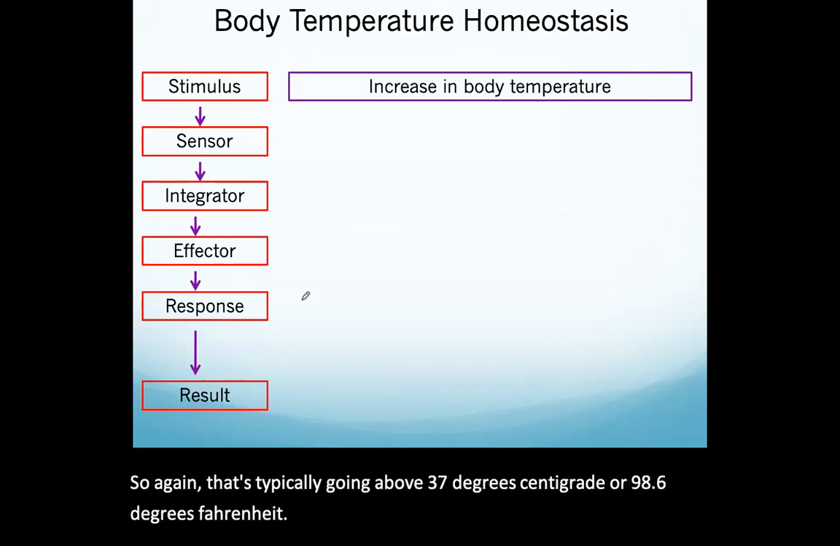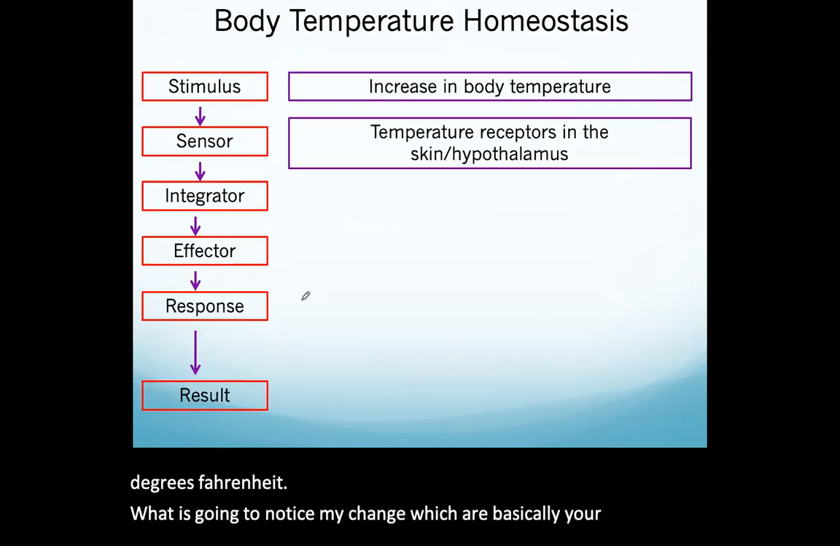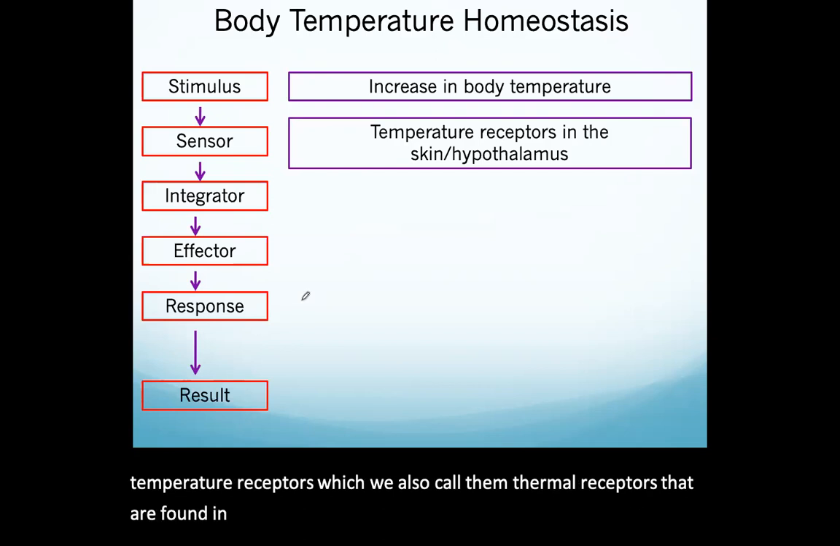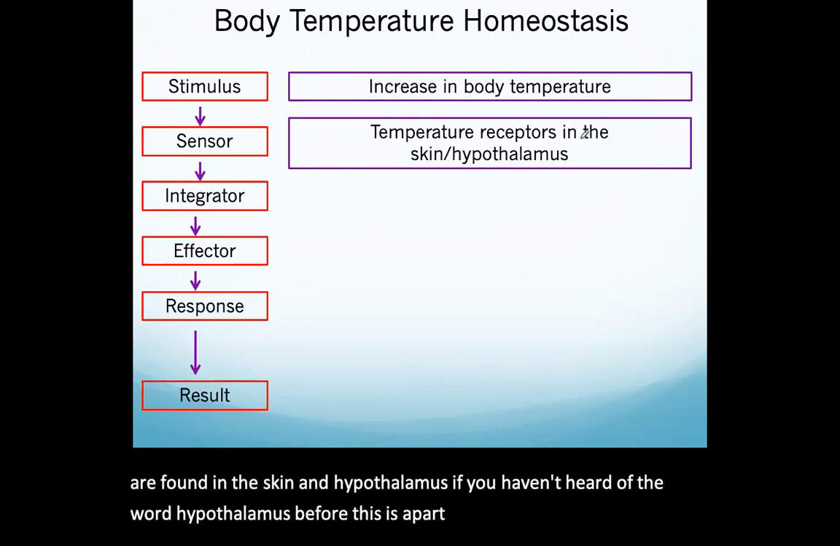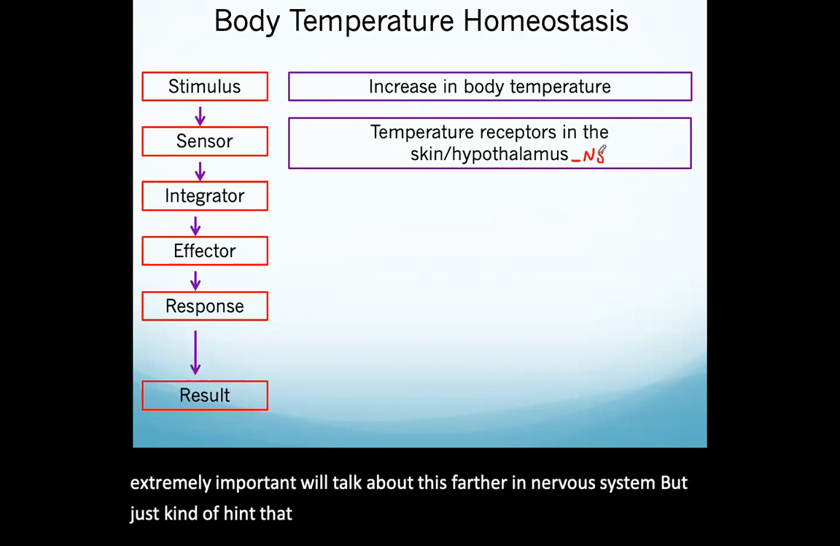What is going to notice my change? Your sensors are temperature receptors, which we also call thermoreceptors, that are found in the skin and hypothalamus. If you haven't heard of the word hypothalamus before, this is a part found in your brain. So it is extremely important. We'll talk about this further in the nervous system, but just a hint that sensors are part of the nervous system.